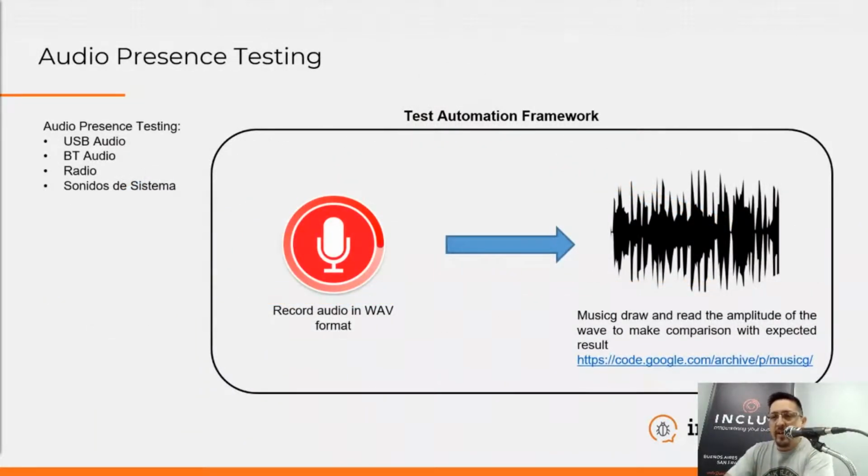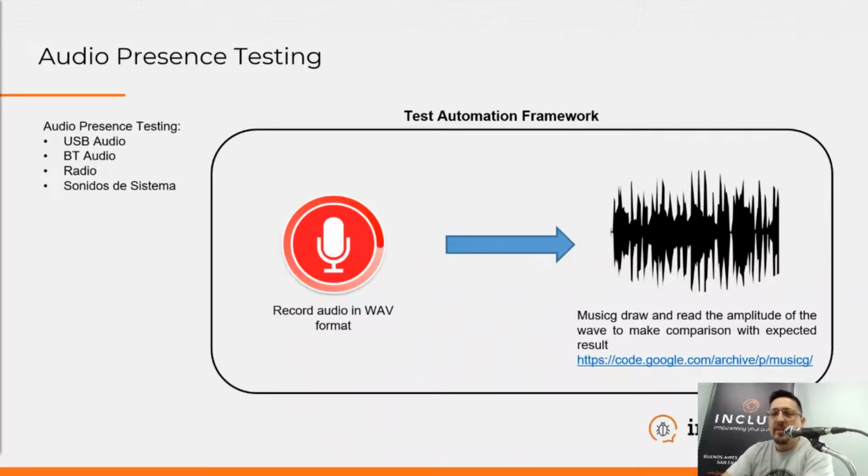Another challenge we had was that until this moment we were able to validate the screen of the system, but we were not so sure if the audio was coming out from the speakers. And we have several applications that need this kind of validation. We have USB audio, Bluetooth audio, the radio, and the sound systems. That's why we developed a new feature for the framework that we call audio presence testing.